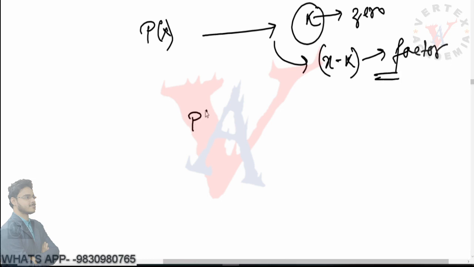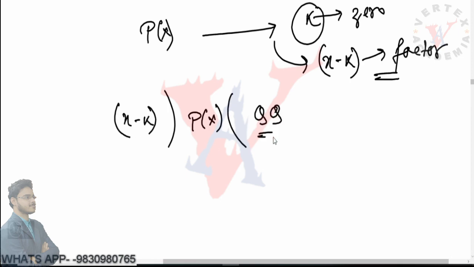Now if we divide p of x by x minus k, then the quotient here will be the product of the other factors. I hope this is clear. I am telling this again. We know one of the factors of the whole polynomial. So now if we divide the polynomial by one of the factors, then the quotient which we will get will actually be the product of the other factors.